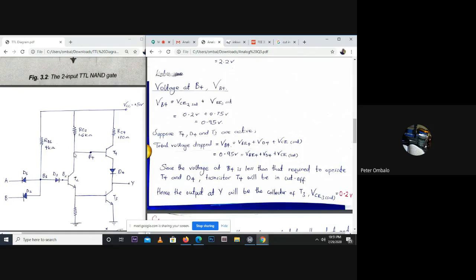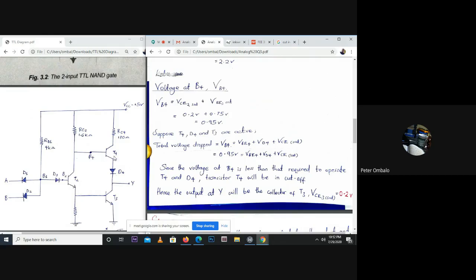So through this channel here that goes to T2, that will be the collector with respect to the emitter. And we know that T2 is at saturation, so VCE2 is 0.2 volts. And then at T3, it's the base with respect to the emitter, VBE3, and T3 is also at saturation. So if we add the two, we get the voltage at B4 to be 0.95 volts.